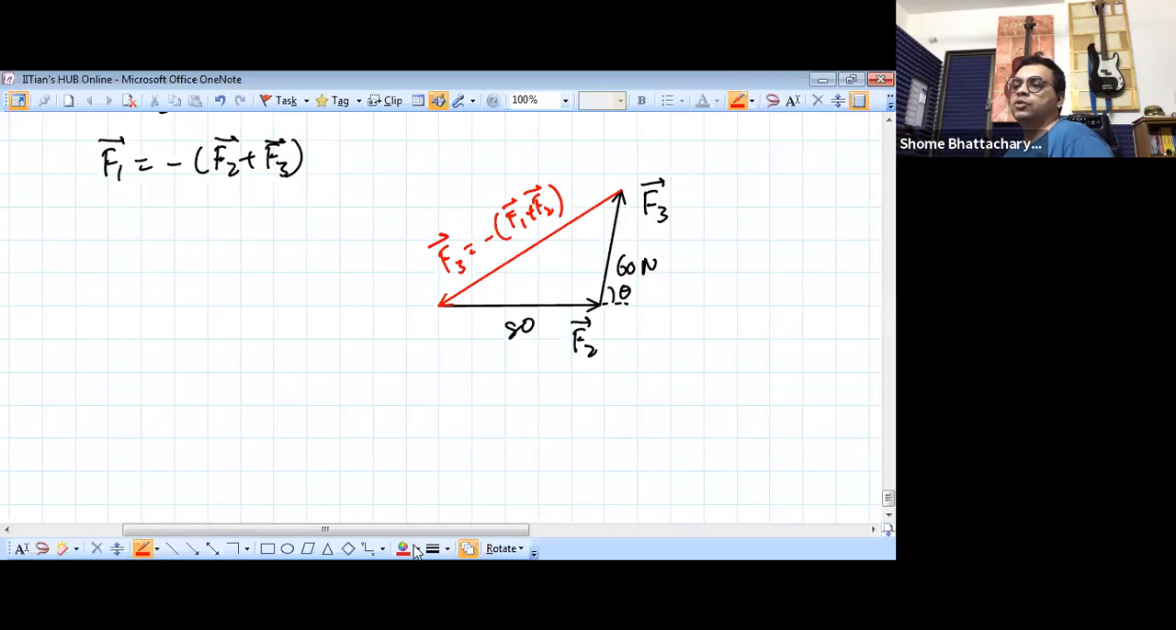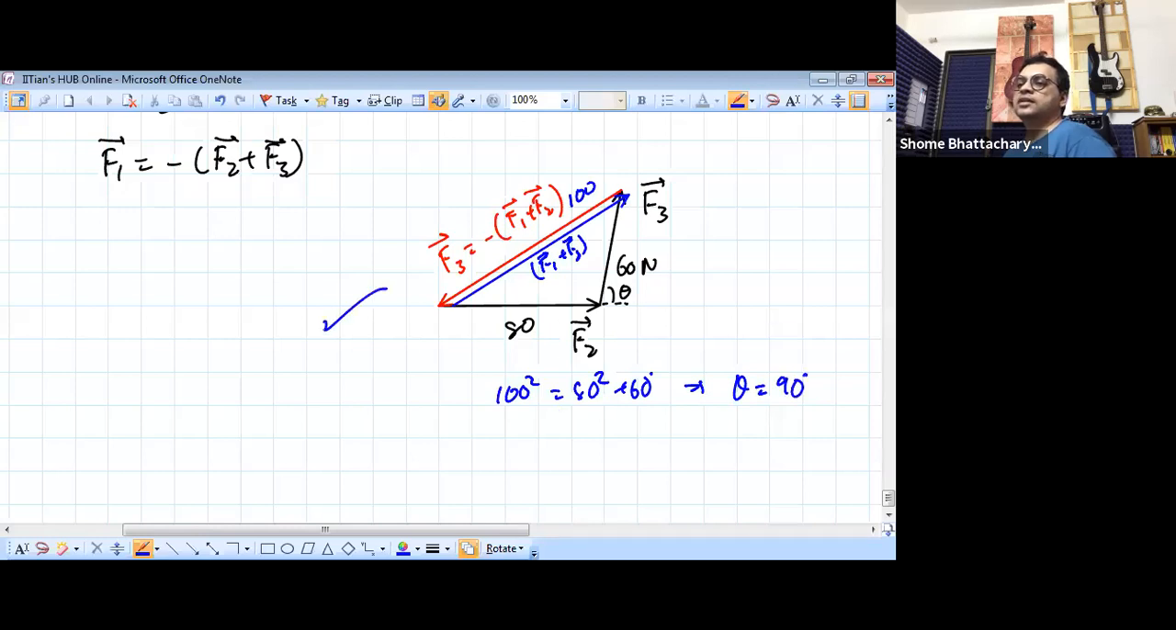Because logically, what would be F2 plus F3? It would have been this vector. So वो उसका equal and opposite हो जाएगा. This would have been the vector F2 plus F3. Now this is given to us as 100. So now notice that since 100 square is equal to 80 square plus 60 square, so immediately you can see that theta is equal to 90 degrees.